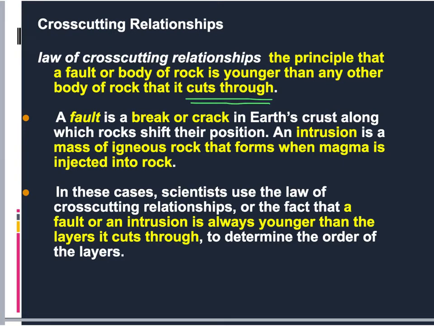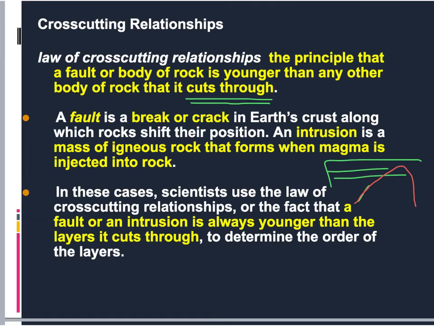An intrusion is a mass of igneous rock that forms when magma is injected into the rock. So a lot of you did your Mr. Rock projects where magma built up, then eventually moved up and burst out of the surface. That's what we call an intrusion, okay? So if you've got some land here, got your layers of rock, all of a sudden magma, let's make it red, all of a sudden magma bubbles up, right? And if it cuts through those layers of rock, it's intruding.